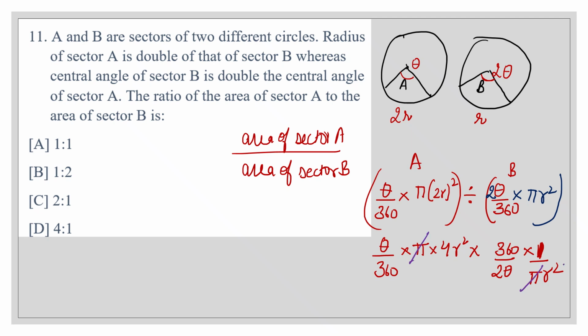Pi r square, theta, 360, and 2 1 2 2. So the result will be 2:1. C.